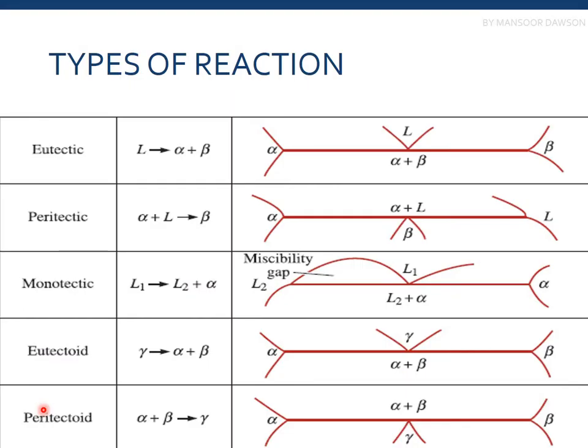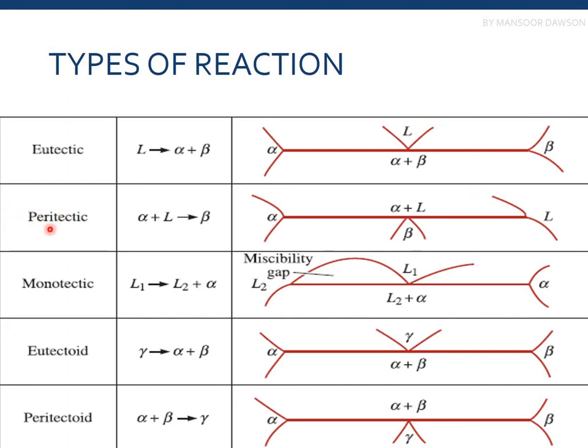Before studying the iron carbon diagram, let's discuss some of the types of reactions. First of all, we have the eutectic reaction, which we studied in the previous lecture of phase diagrams, in which one liquid is transformed into two different separate solids. You can see from here that one liquid phase is converting into two solid phases, alpha and beta, when cooling.